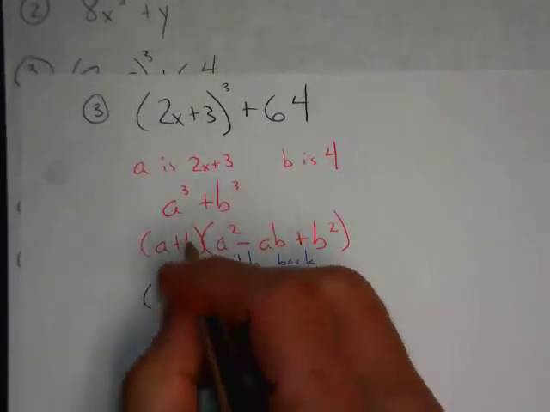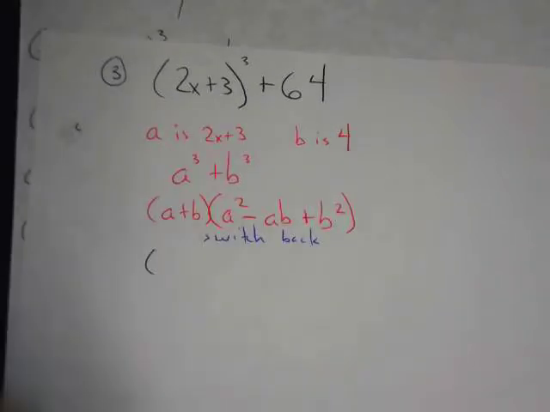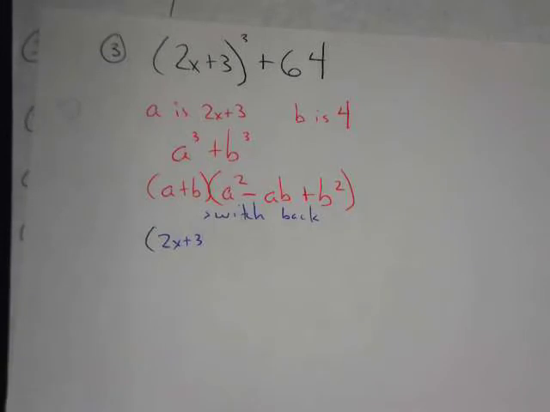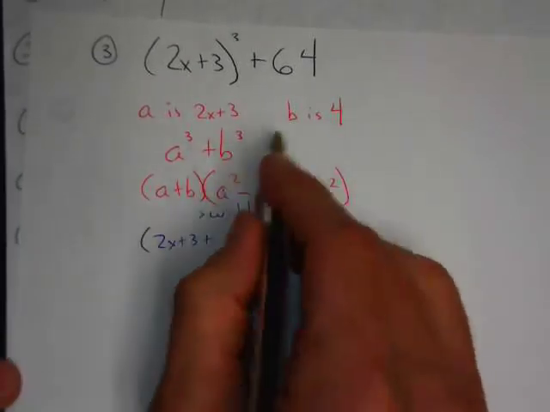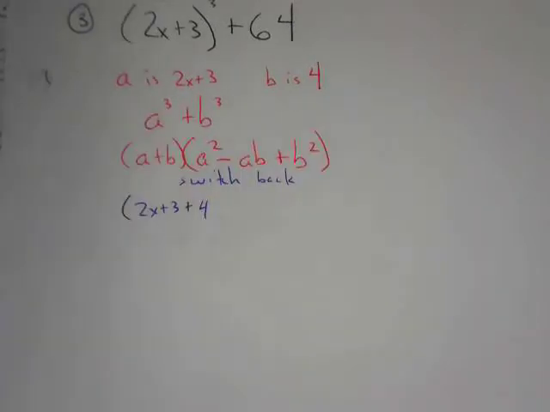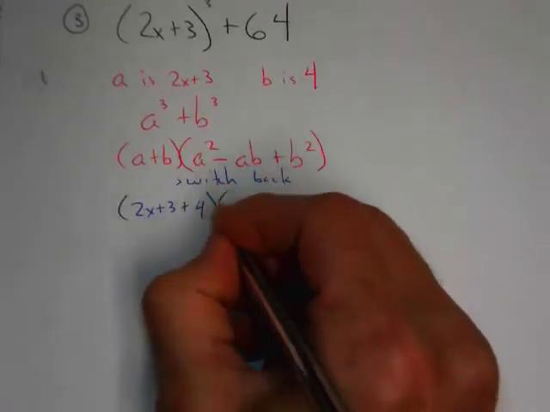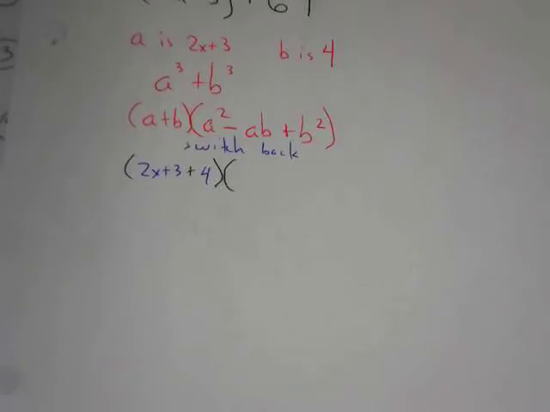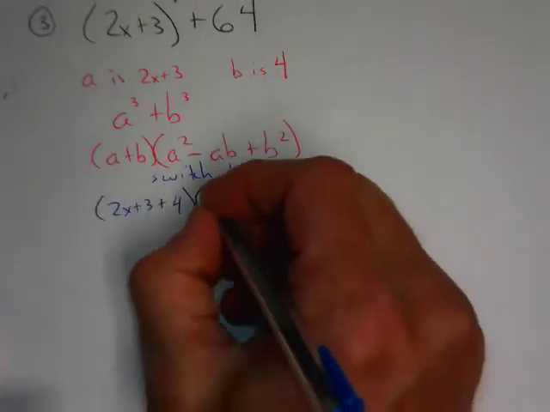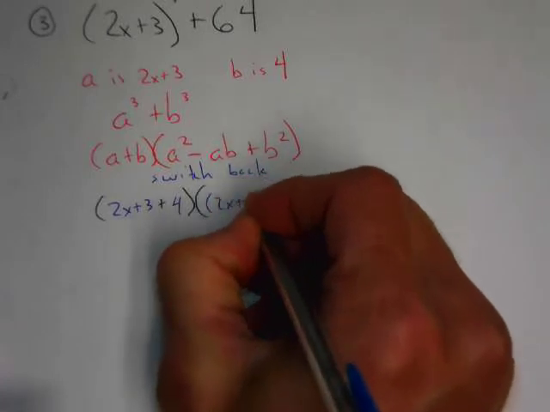What did we say a was? 2x plus 3, right? So we have 2x plus 3, and then we have plus b. What did we say b was? B was 4, so we're going to switch that 4 back. And then that's our first term. And then we have a squared, so whatever our a was, we're going to square it. Our a was 2x plus 3, so we're looking at 2x plus 3 squared.